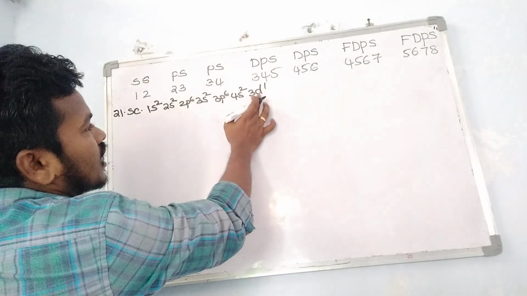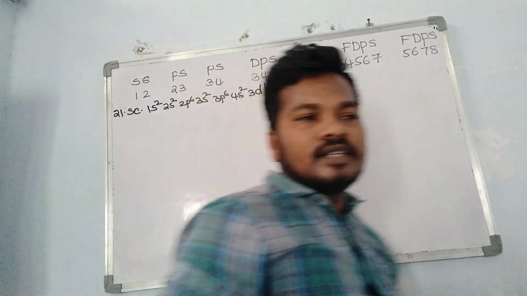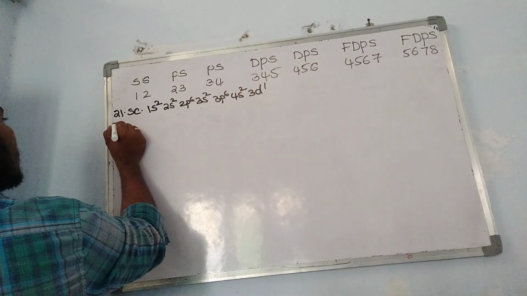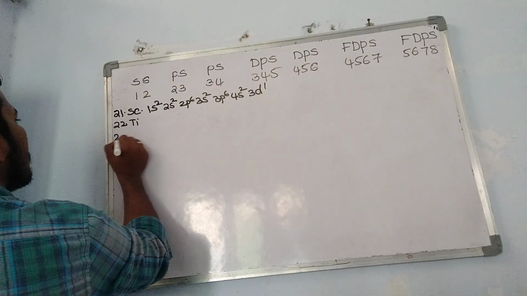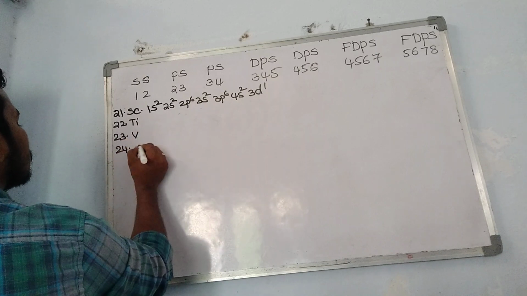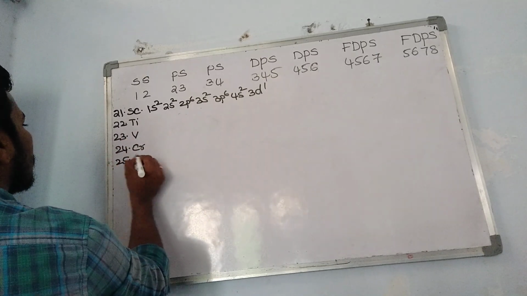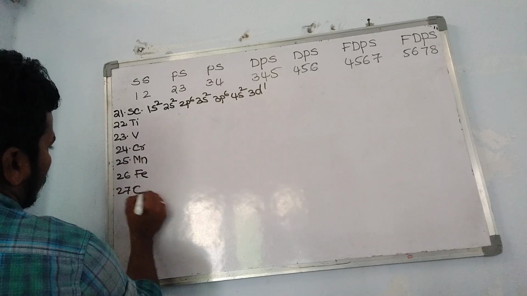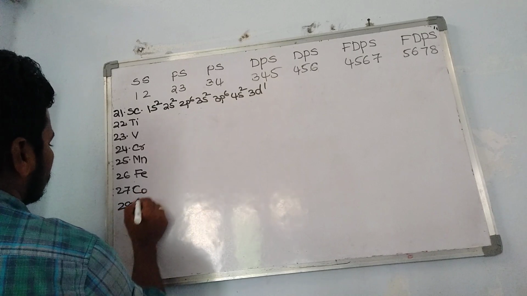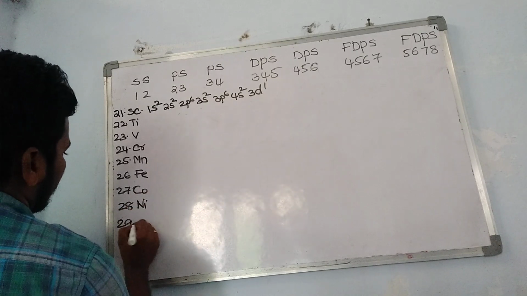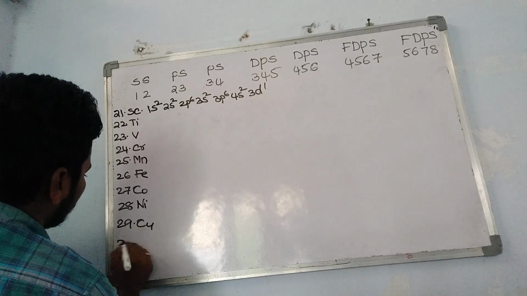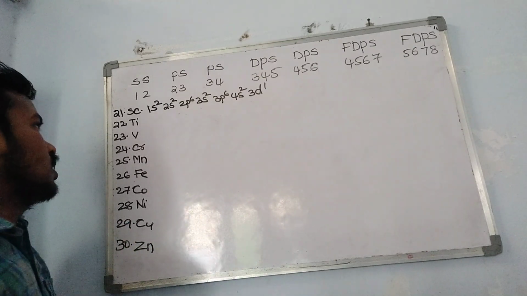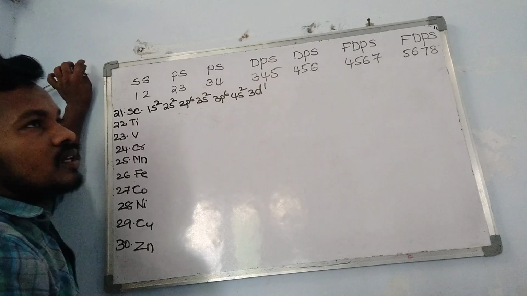Some other books write it as 3d1 4s2. That is also fine, it's not a problem. So 4s2 3d1. After scandium you can write titanium, vanadium, chromium, manganese, iron, cobalt, nickel, copper, zinc. Here only copper and chromium will show variations, which I will also explain.